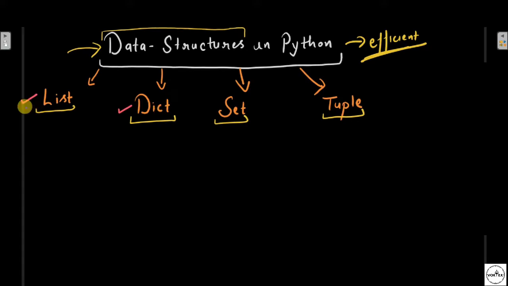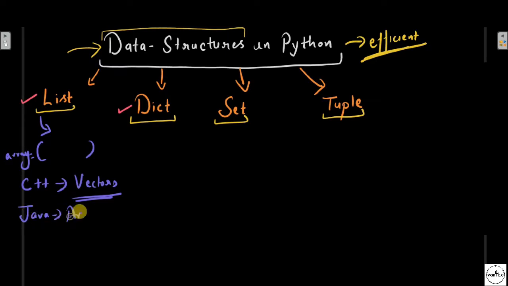So let's talk about what exactly a list is. In general, a list is just like the array that you have. For those of you who know arrays, that's okay. For those of you from a C++ background, you have heard about something known as vectors. The implementation of the Python list is similar to vectors in C++. For those of you from a Java background, you have something known as ArrayList. And that's what a list is all about in Python programming.